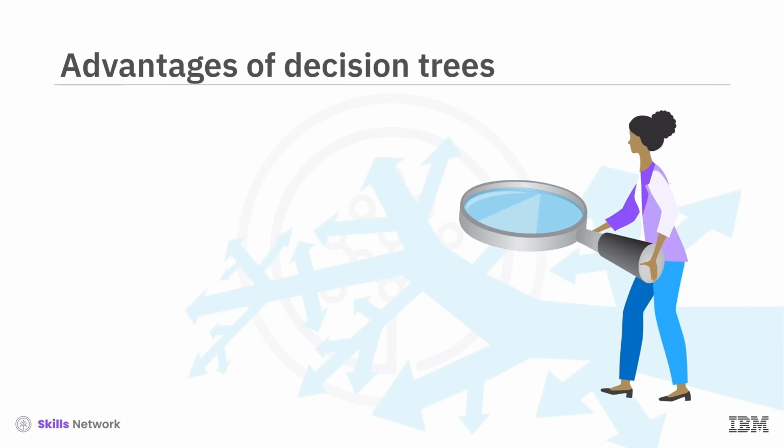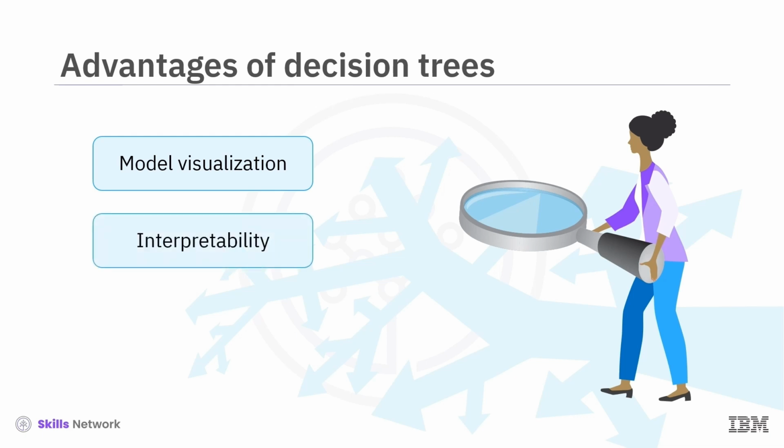Decision trees are advantageous because they can be visualized. This means you can see exactly how it makes decisions, which makes them highly interpretable. Since the tree grows by gradually selecting the next best feature to split on, you can gain insights about how important or predictive each feature is.